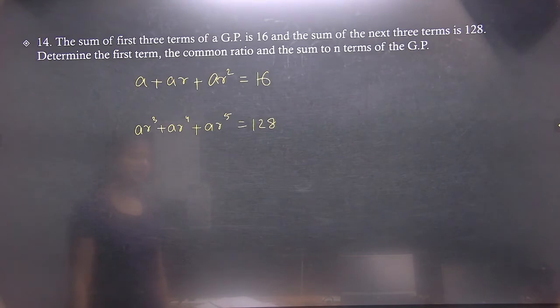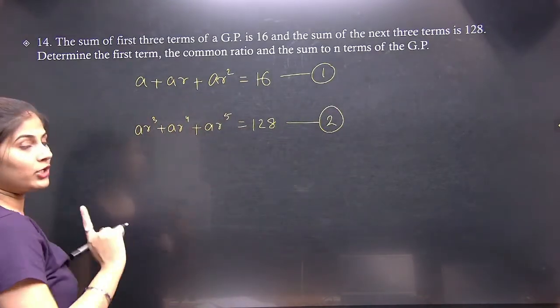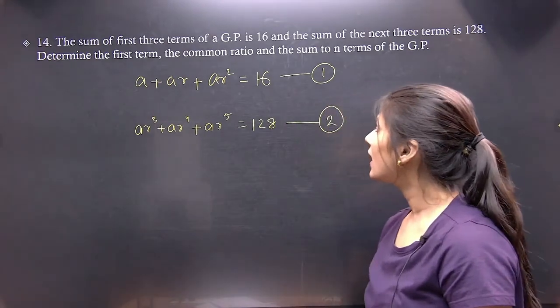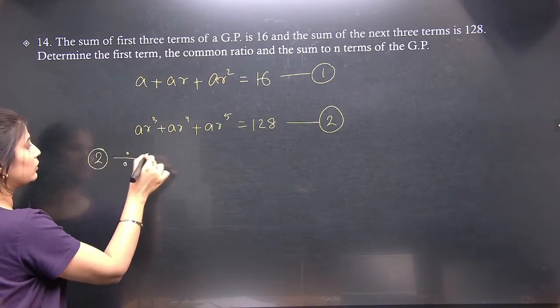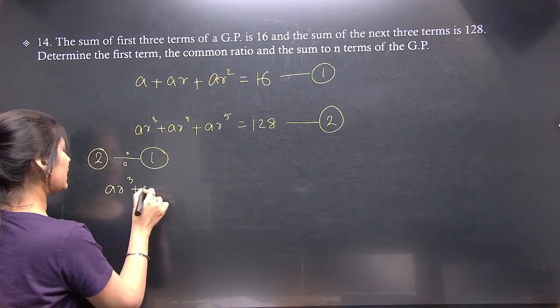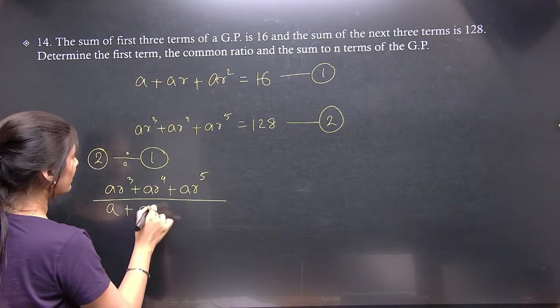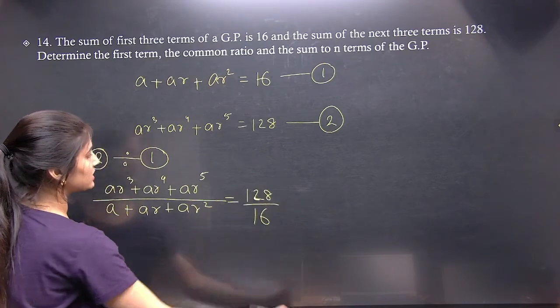Now determine the first term, the common ratio and the sum of n terms of the GP. So we have 2 equations and we are going to solve them. This is equation number 1 and this is equation number 2. Like in AP, where we solved simultaneous linear equations, in this GP we have to divide. So I am dividing equation 2 by equation 1. It gives (ar cube plus ar^4 plus ar^5) divided by (a plus ar plus ar square) is equal to 128 by 16.